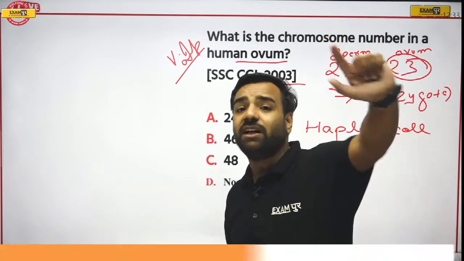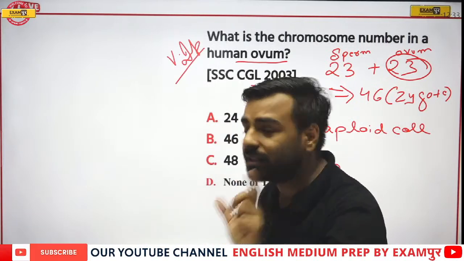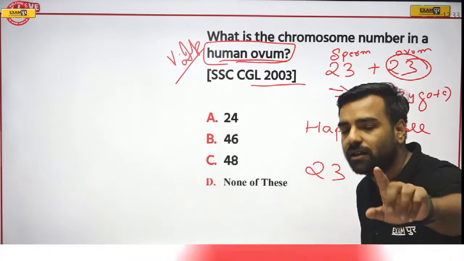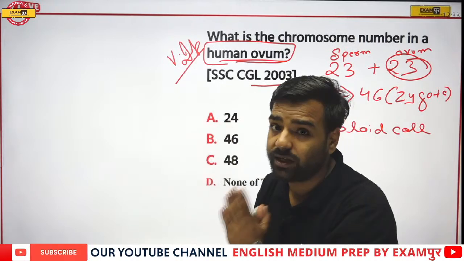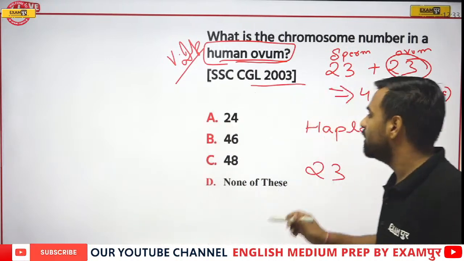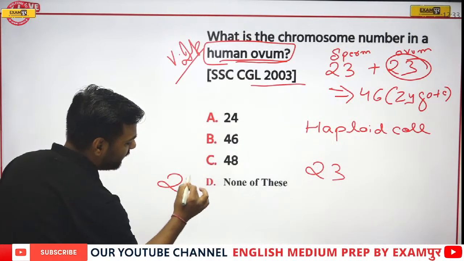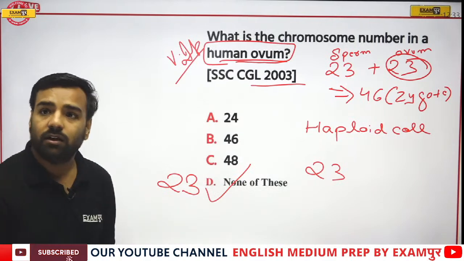Very good, Asif and Abhishek and others. It's good that you are telling about 23 pairs, but try to understand, we are talking about only the human ovum. We are not talking about the human sperm cell. When sperm cell and ovum combine, then only 46 would be there, that is 23 pairs. So yes, the option is not there. Let me write for you, 23 is going to be the correct answer. So none of the above would be correct. Got this point?